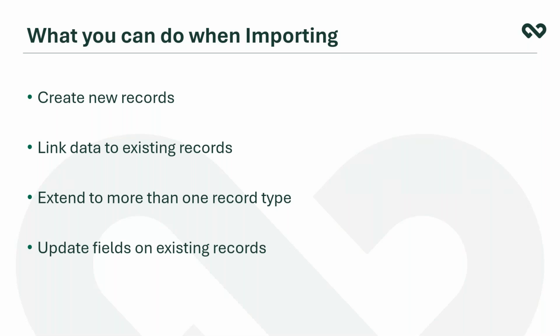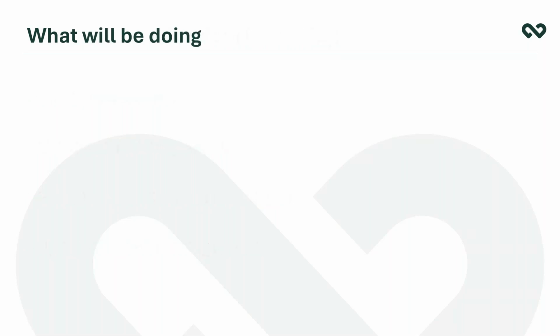You can also choose whether you want to just update existing records, or you can create new records, or you could do both at the same time. So you can update them, and if no record exists, then a new one would be created. Now, when you are putting together your data for the import, you will need to have it saved as a CSV file. So today, I'm going to be focusing on linking your data and extending it to another record.